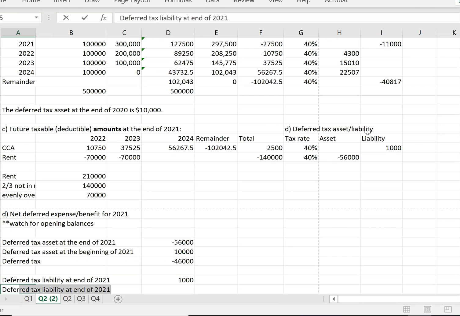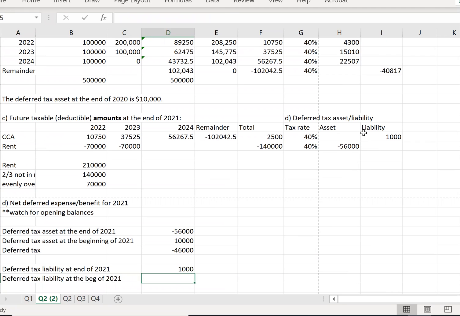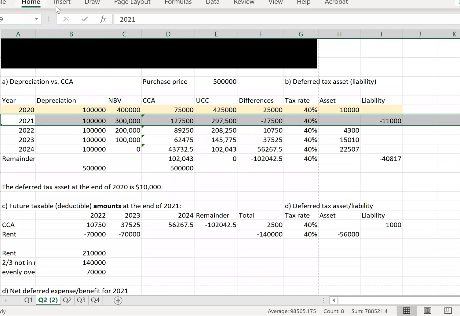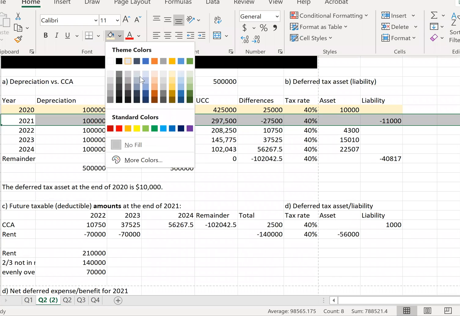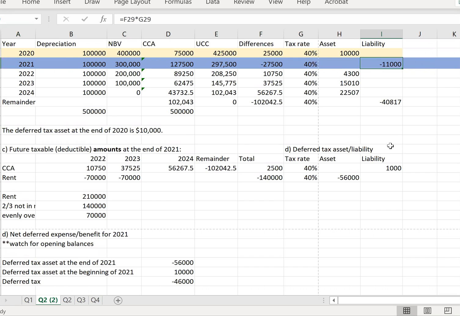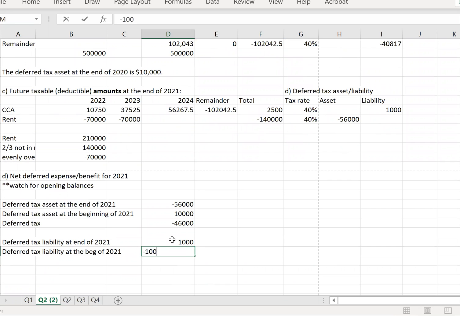Now, did I have a deferred tax liability at the beginning of 2021? Well, at the beginning of 2021 or 2020, what do I have here? Well, remember this schedule up here. So right here, I've got 11,000 as my deferred tax liability in 2021 opening. So I do have 11,000 here for my CCA schedule. So now this is my deferred tax asset. This is going to be my deferred tax liability. It's going to be the sum of these two things.